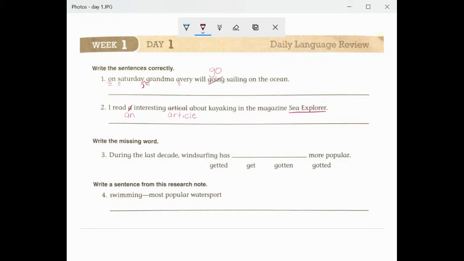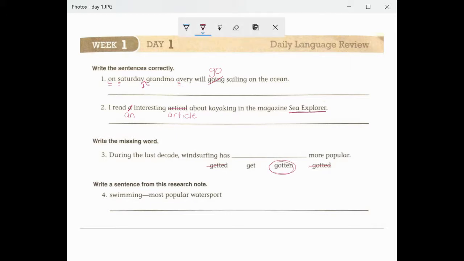Number 3, you're going to write the missing word. During the last decade, windsurfing has gotten, or gotted more popular. Well, those aren't even words. So you have to figure out which one would make more sense. I hope you realized it's this one. So you would write that word in the blank.